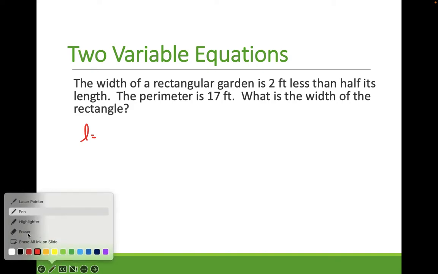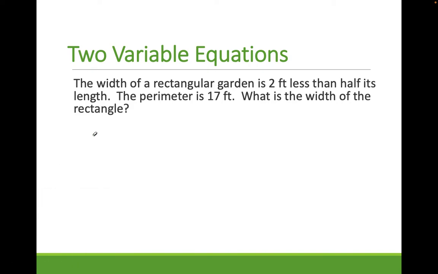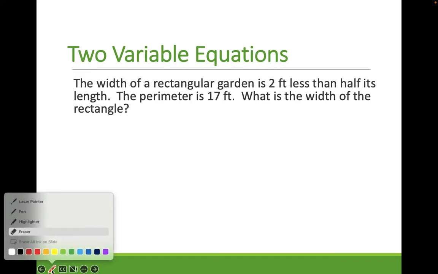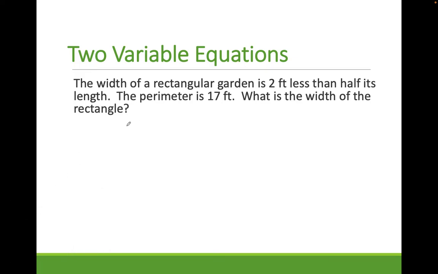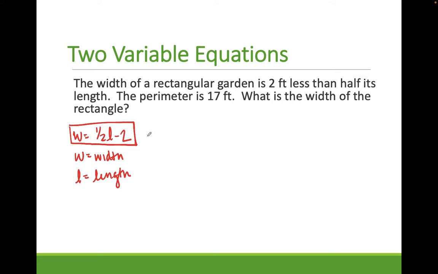We're given that the width is 2 less than half the length. So we're going to write W equals half the length minus 2. And the width we just know is W. So we're using W to represent the width. We're using L to represent the length. In this part of the let statement, we are using length to define width.